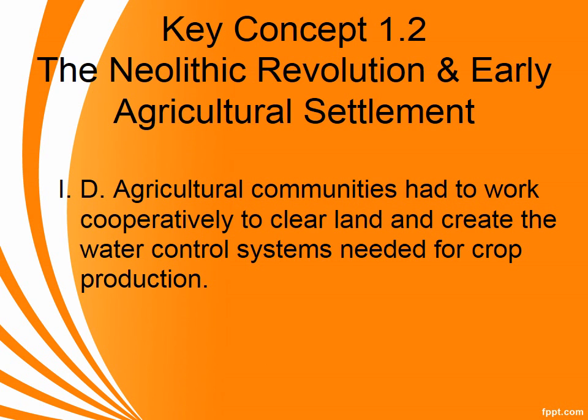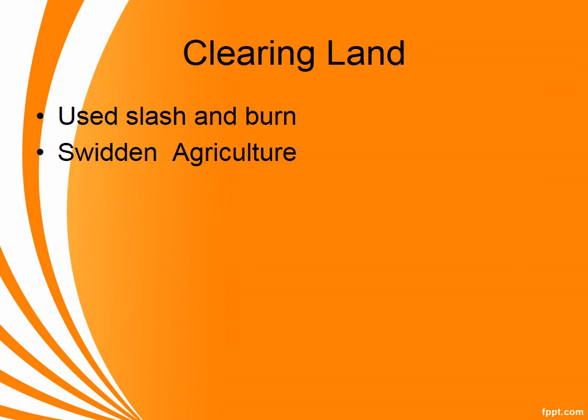Part D states that agricultural communities had to work cooperatively to clear land and to create the water control systems needed for crop production. This is one of the reasons why we have the development of politics. Organizing these people into agricultural communities, understanding things like gravity movement for irrigation systems, and being able to engineer those things kind of put you at the top of the social scale and what will ultimately become the political scale as well.